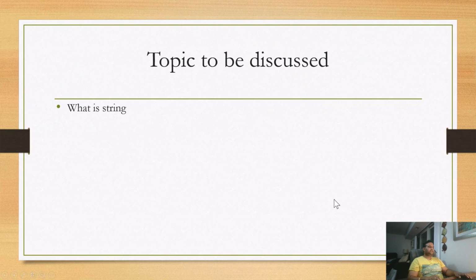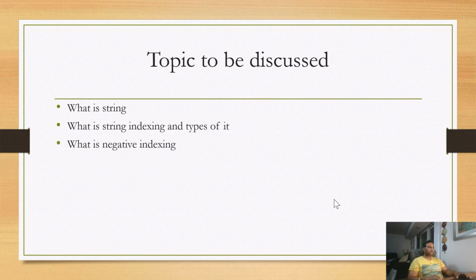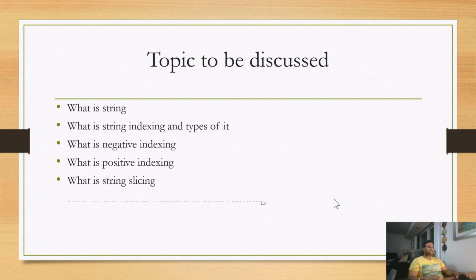In this video, we'll be discussing what a string is. If you are very new to programming, we'll explain a little bit about it. Then, what is indexing and what are the types of it. We'll understand negative indexing, then positive indexing. What is string slicing? That is what we will learn, and it is a very closely related concept with indexing.